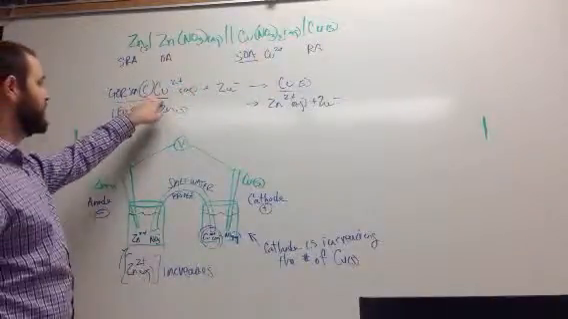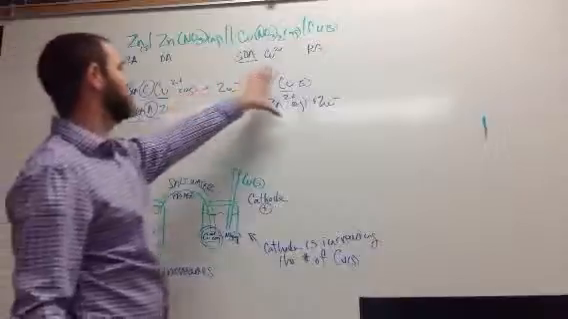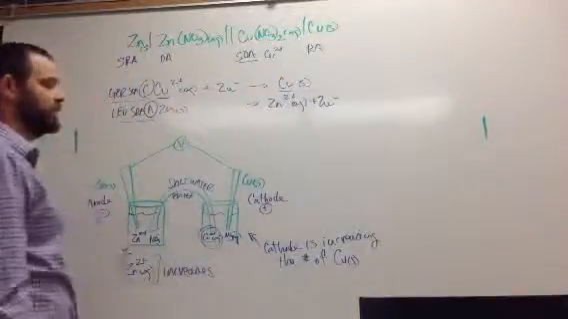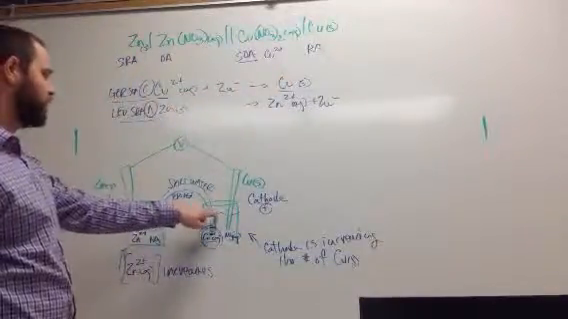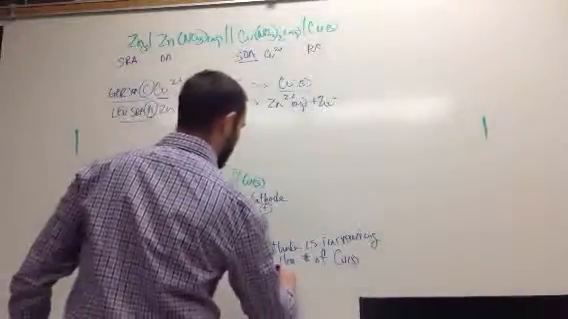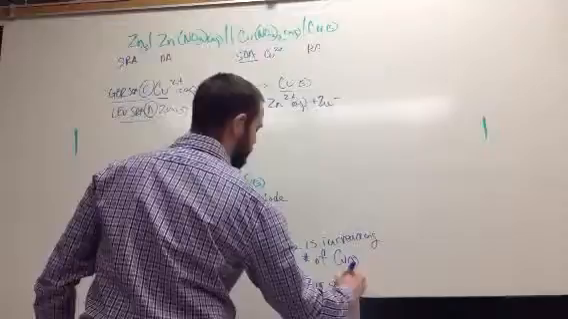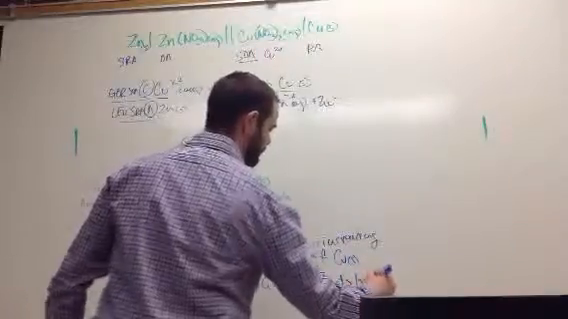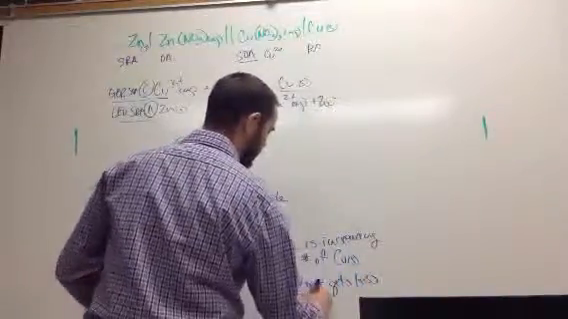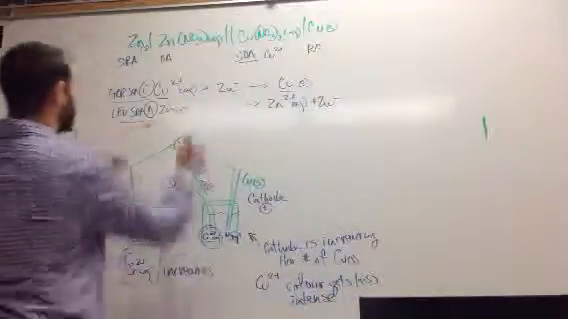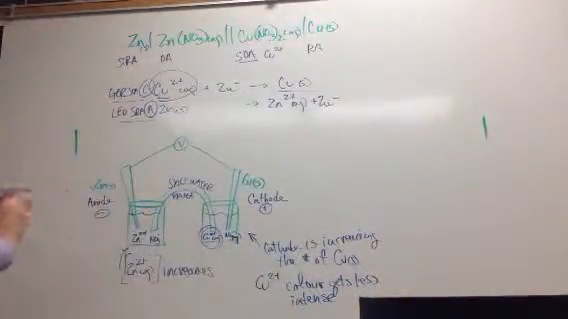Now copper 2 is a blue color, and these products are colorless. So you'll also expect that the copper 2 ion color gets less intense because it's being used up, this reactant, right? So just some practical things that are going on here.